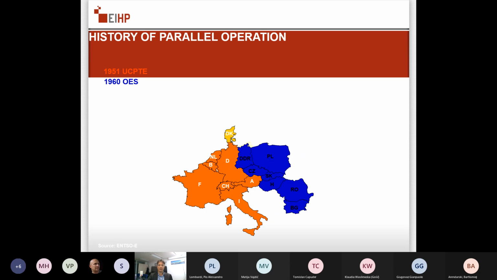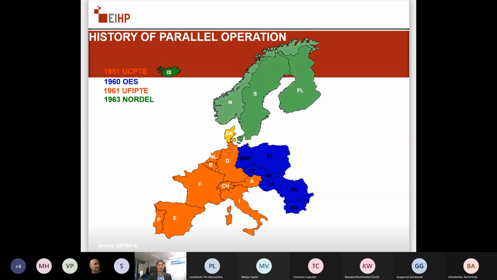These 2 regions were not having any possibility to exchange electricity. There were no links. There were actually a few HVDC links, but this is not important in the whole perspective. A few years later, 1 year later, actually, the Iberian Peninsula joined the Western European part of the system. A few years later, Nordel was formed as an association of the TSOs or systems in the northern part of Europe. In 74, ex-Yugoslavia joined Western countries.